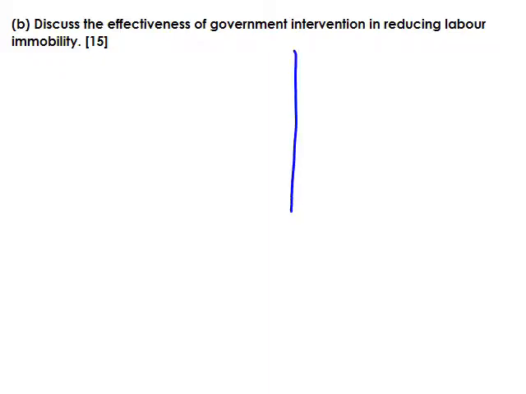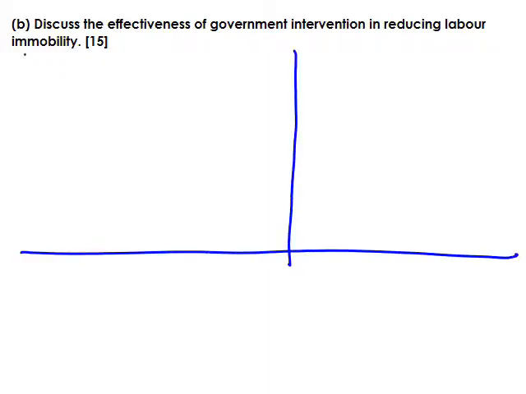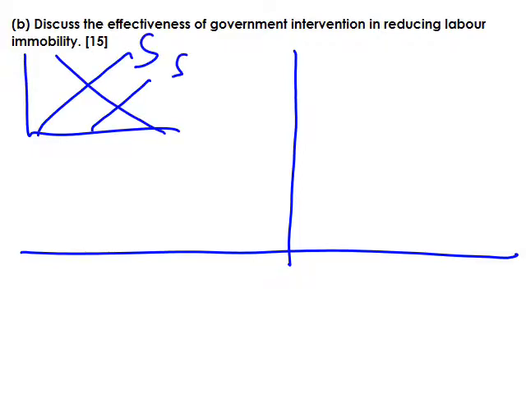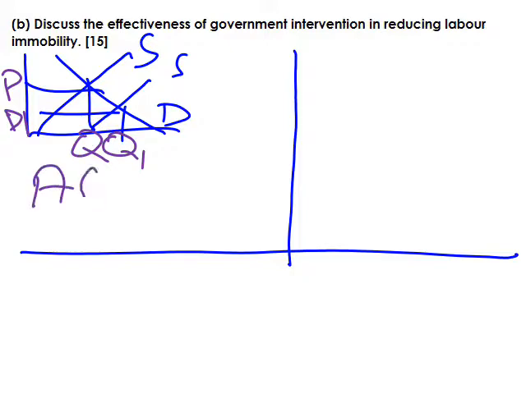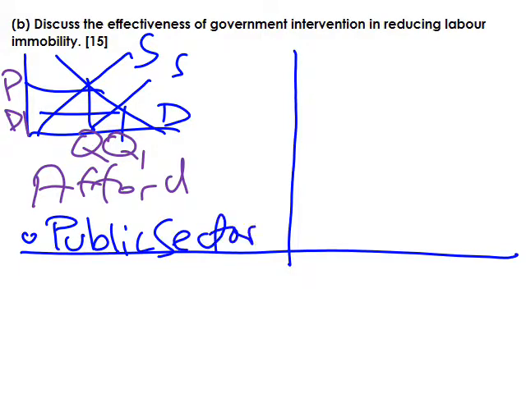And lastly, discuss the effectiveness of government intervention in reducing labour immobility. The policies you have here are things like subsidies for housing, and that would increase the amount of available housing, bringing down the prices of housing and accommodation, and that would allow people to afford to live in London. It could be, again, subsidising capital for businesses, so that businesses would move to a place of high unemployment. Or it could be the public sector moving the jobs to an area of high unemployment.